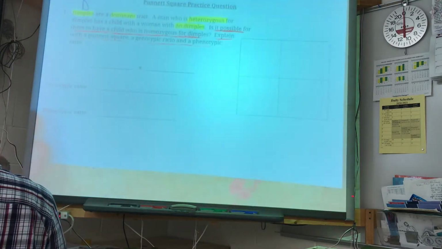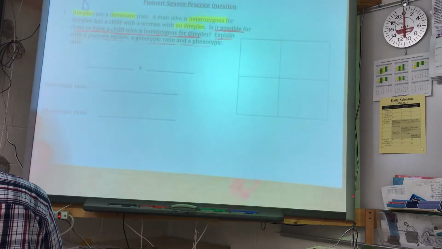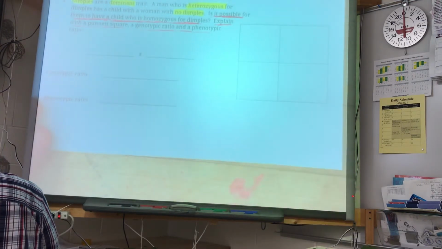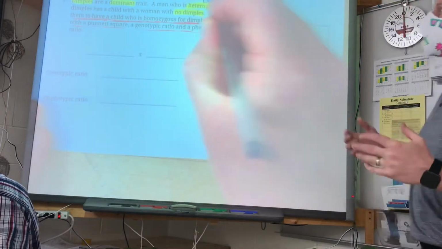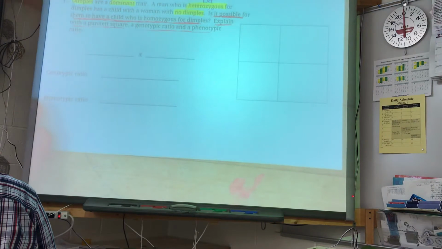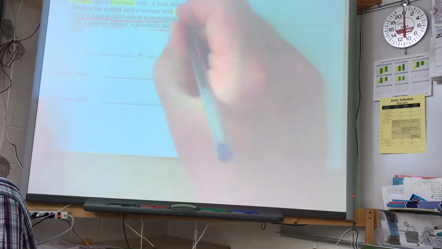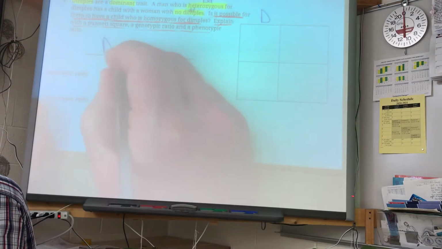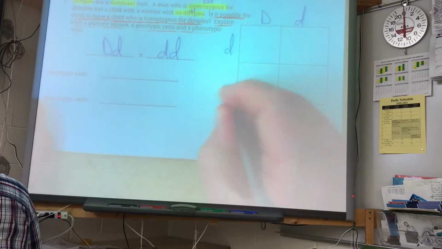So if we choose D for our dimples, then that's what we use. If you use the letter R, then it'd be a big R. It doesn't really matter, as long as you know that dominant is capital. So a man who is heterozygous, what would his genotype be? Big D, little d. He has a child with a woman with no dimples. What was mom's genotype? Little d, little d. So dad is heterozygous, mom is homozygous recessive, because she has the recessive trait, and the only time we see the recessive trait is when it's homozygous recessive.